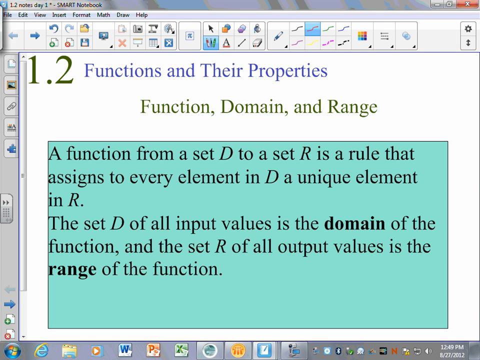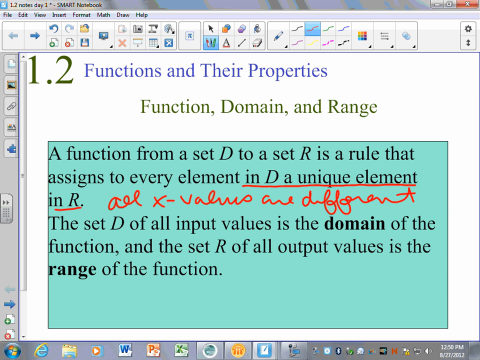Function shouldn't be something new, right? The way the book defines it is always, I think, a little confusing, but anything in the domain is set to anything in the range. But here's the big thing: everything in the domain has to have a unique element in R. Short version of that: all x values are different.